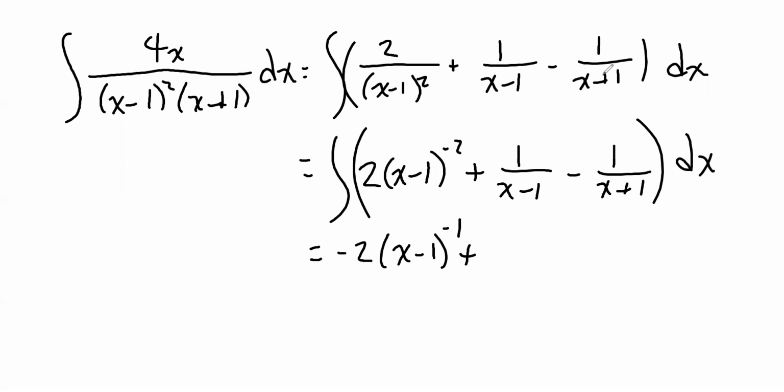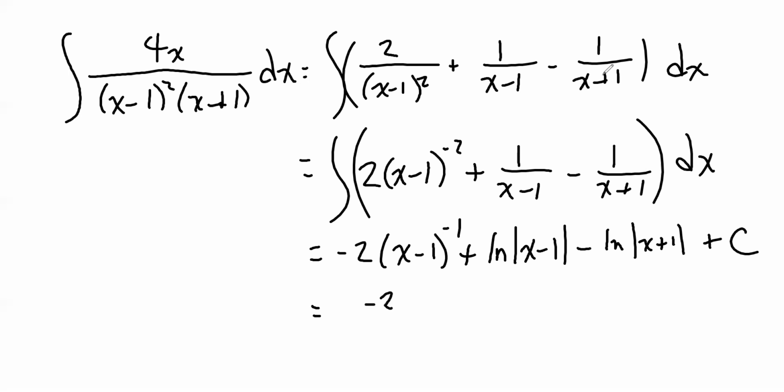The integral of 1 over x minus 1 is the natural log of the absolute value of x minus 1, minus the integral of 1 over x plus 1, which is the natural log of the absolute value of x plus 1, and of course plus a constant. This is an okay answer. I would probably rewrite the negative exponent as a fraction since we started with fractions. So we'll write the first one as negative 2 over x minus 1.